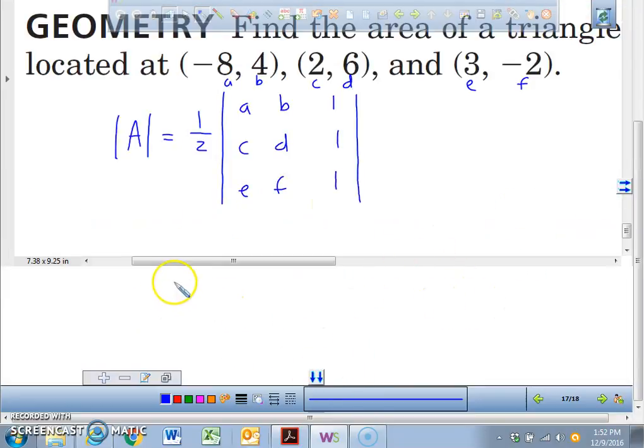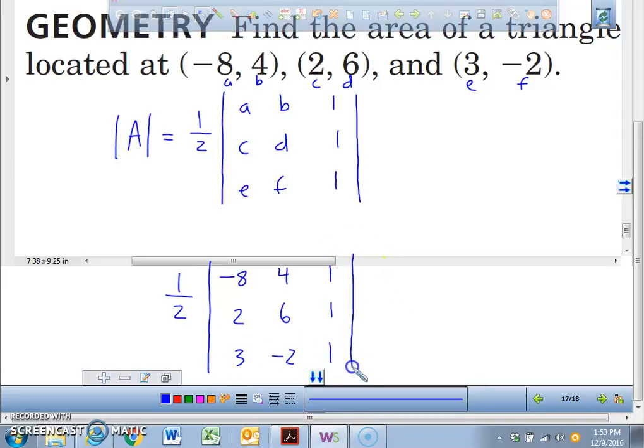So we're going to set this up, everybody. We've got 1/2 times -8, 4, and 1, 2, 6, and 1, and 3, -2, and 1. And what I'm going to do once again is use the diagonal method. So I'm going to take the first 2 columns and carefully place them just to the right.